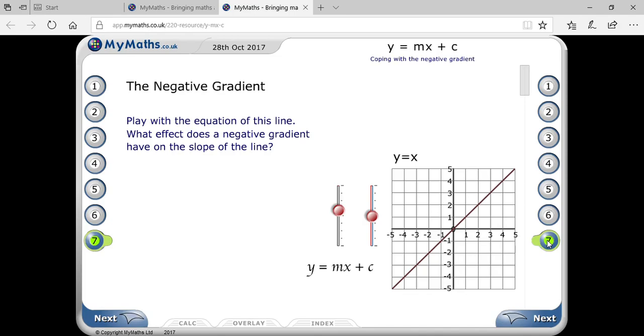Now, the next one. Again, you are seeing two graphs on your screen, and now I'm going to explain the effect of negative gradient.